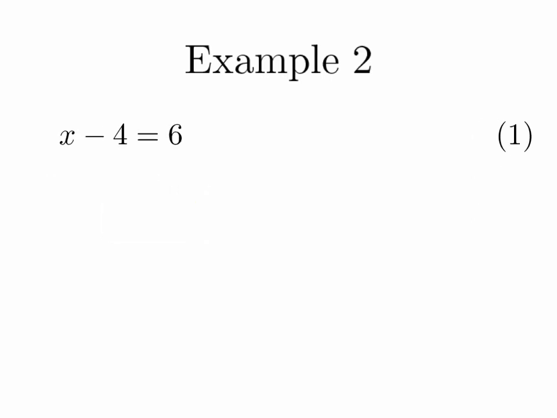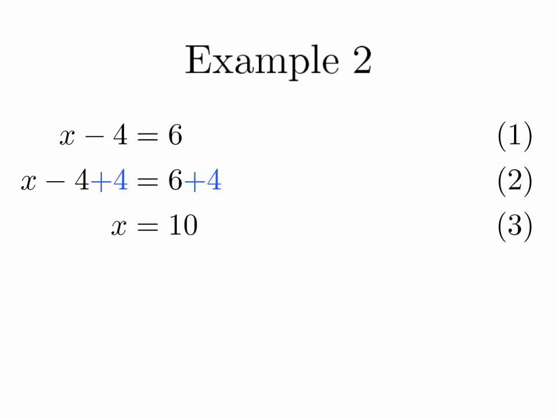Now in example 2, we have that same problem we had earlier. We have x minus 4 is equal to 6. So do you remember what we did? We added 4 to both sides. The 4's cancel out, and we're left with x equals 10.